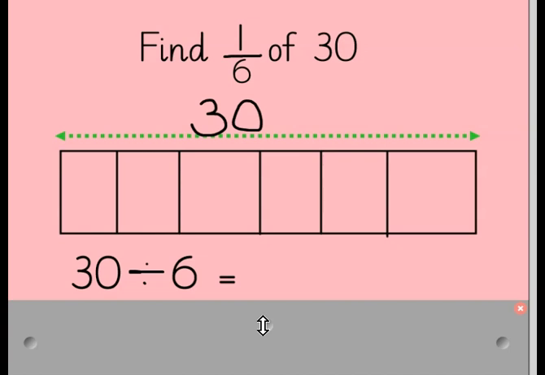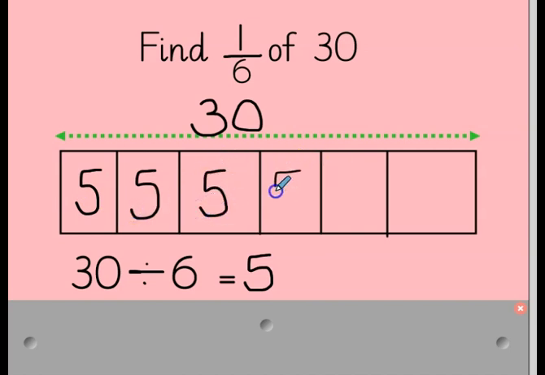So what we need to do is we need to split our whole bar into 6 equal pieces, which is the same as doing 30 divided by 6. So I know that 6 times 5 is 30. Therefore, I know that 30 divided by 6 must be 5. There you go. Now, I now know that this section is 5, this section is 5, this section is 5, this section is 5, this section is 5, and this section is worth 5.